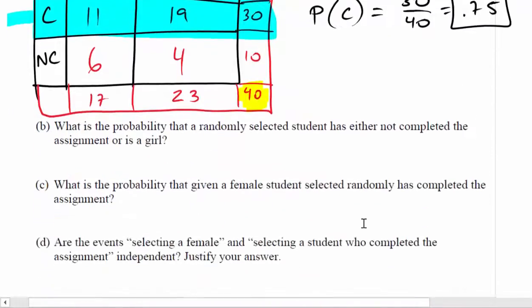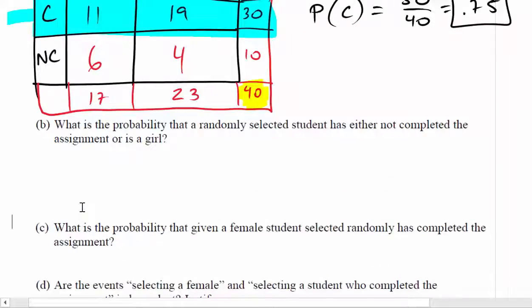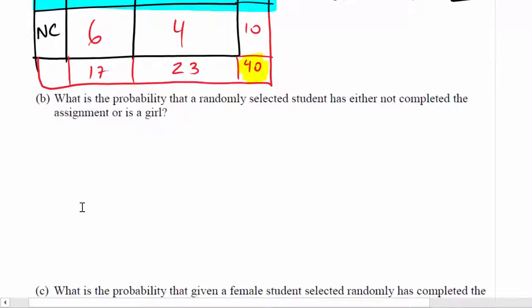So let's go on to part B. Part B says, what is the probability that a randomly selected student has either not completed the assignment or is a girl? Okay, so what we're looking at is this, the probability that the student has not completed the assignment, or, so we're looking at union, is a girl.